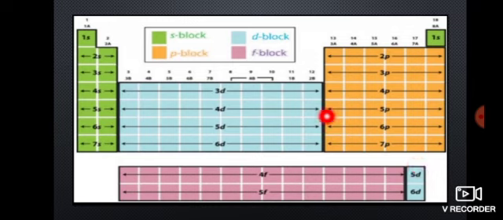Now this sketch is developed on the basis of the type of block, like S, P, D, and F. But in the next sketch, we will discuss the nature of the elements present in each block, like which type of element the S block contains, which type the P block contains, and D and F.